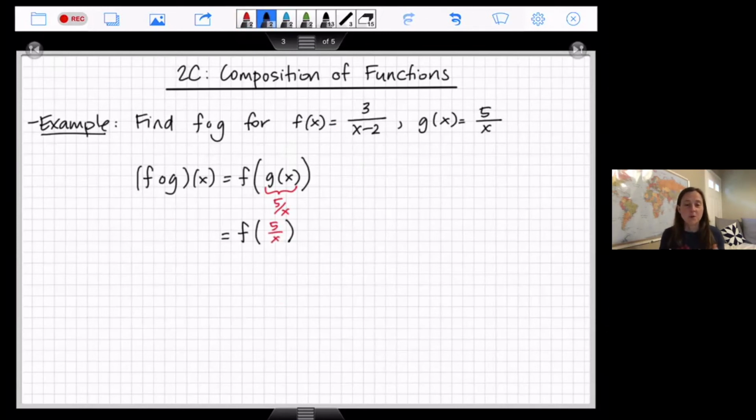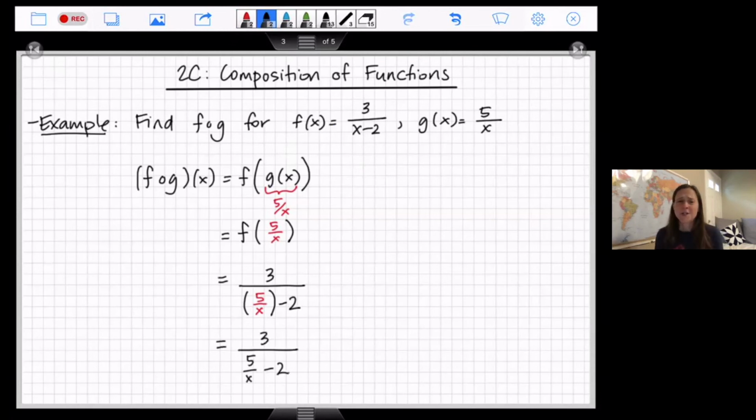All right, so we're going to go up to the formula for f of x. F of x is a fraction with a 3 on top. X minus 2, I'm going to get rid of the x, minus 2. And wherever the x was is where the red stuff's going. So x minus 2 is now 5 over x minus 2. So we get 3 over 5 over x minus 2.